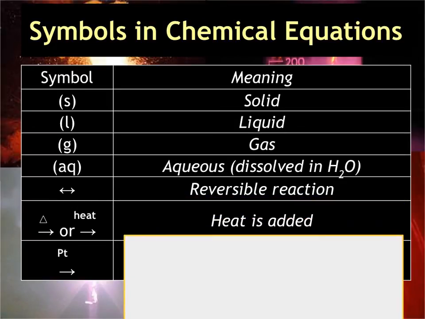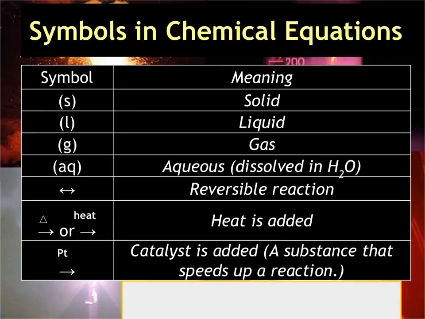When you have a triangle over the top or heat written over the top, that means in order for the reaction to occur, you have to add heat. Pt is the abbreviation for a catalyst. A catalyst is a substance that speeds up a reaction.